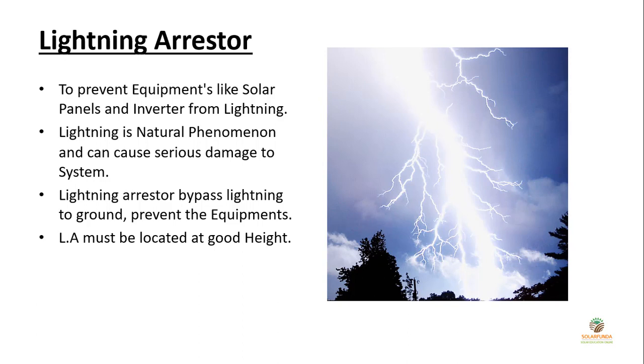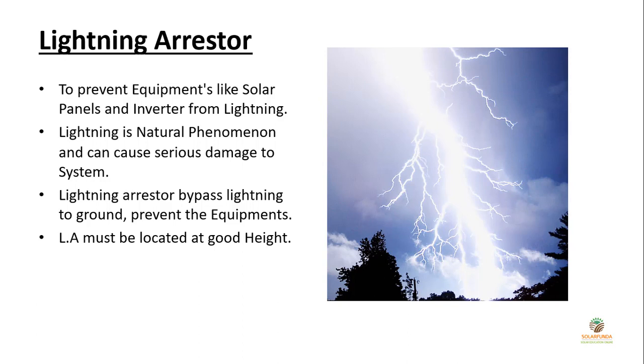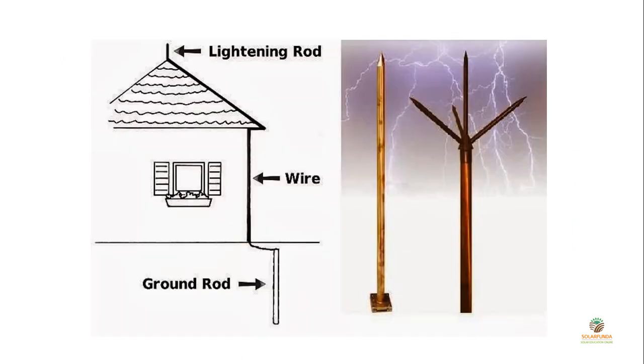Lightning is a natural phenomenon and lightning is very dangerous for our solar panel as well and can cause serious damages to the whole system. So, to prevent equipment like solar panel and inverter from lightning, we use lightning arrestor. The question is how lightning arrestor works. Lightning arrestor bypasses lightning to ground and thus protects our precious equipment. One thing must be noted that lightning arrestor must be located at a good height. These are lightning arrestors. You can see the lightning rods are located at the top of the roof or building. And whenever lightning occurs, lightning arrestor bypasses lightning to ground by ground rod.